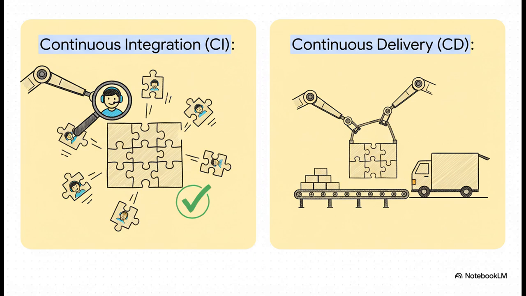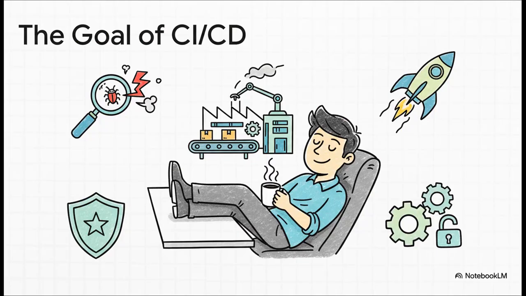That's the conveyor belt. Once all the tests pass, CD automatically packages up the whole puzzle and gets it ready to be shipped out to customers at a moment's notice. So really, the whole point of CI/CD is to make software releases, well, boring. And I mean that in the best possible way.